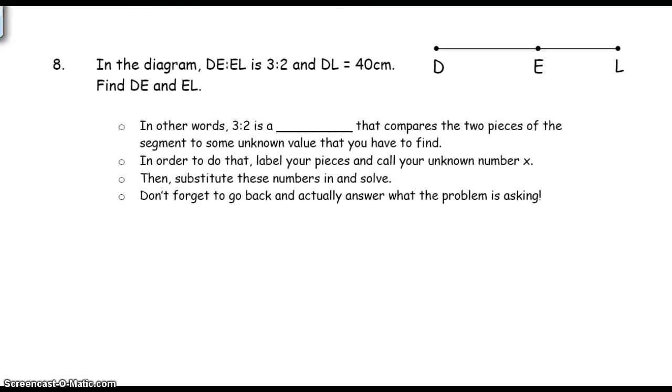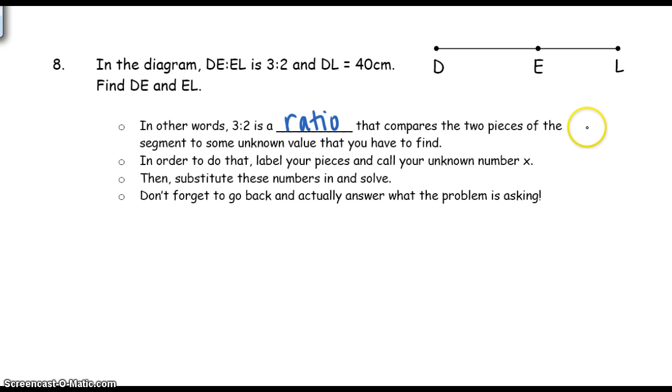In the diagram, DE to EL is 3 to 2, and DL is 40 centimeters. Find DE and EL. Oh my gosh. Okay, this is really weird. I don't even see a variable, right? So let's go through these bullet points here. In other words, 3 to 2 is a ratio that compares the 2 pieces of the segment to some unknown value that you have to find. So notice that it's comparing it to some unknown value. You don't know that. That's going to be your x. So we'll talk about that in just a moment.